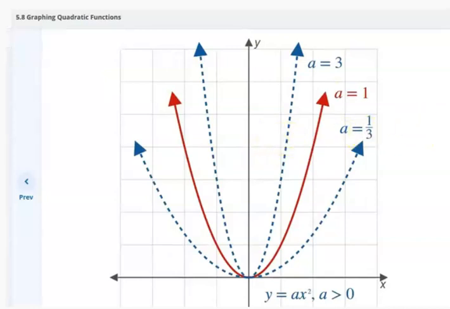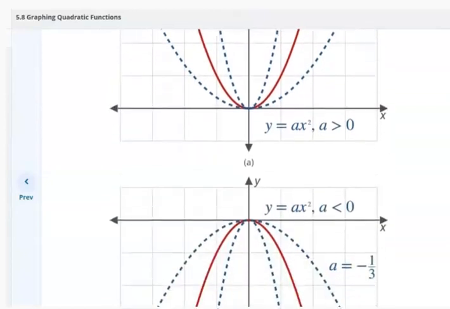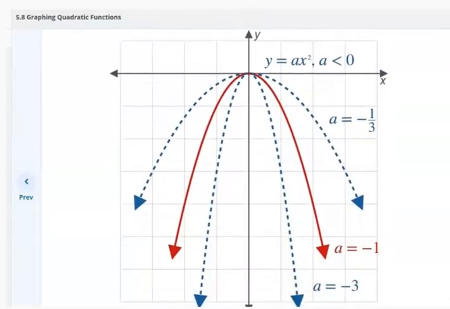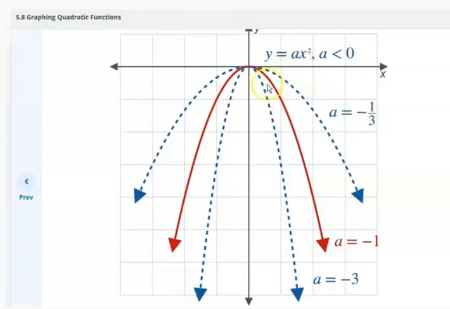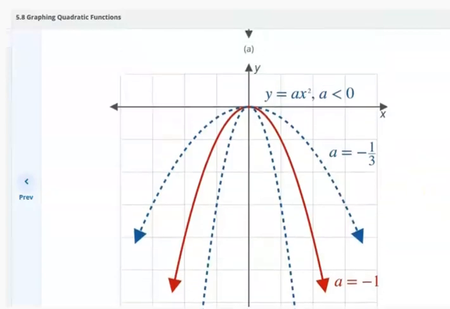Now, if our A value is negative, instead of going upward, the parabola would open downward. And again, if it was a negative 1/3, it would be rather broad shaped. A negative 1 comes in closer to the y-axis, and -3 even closer. This is the A value.